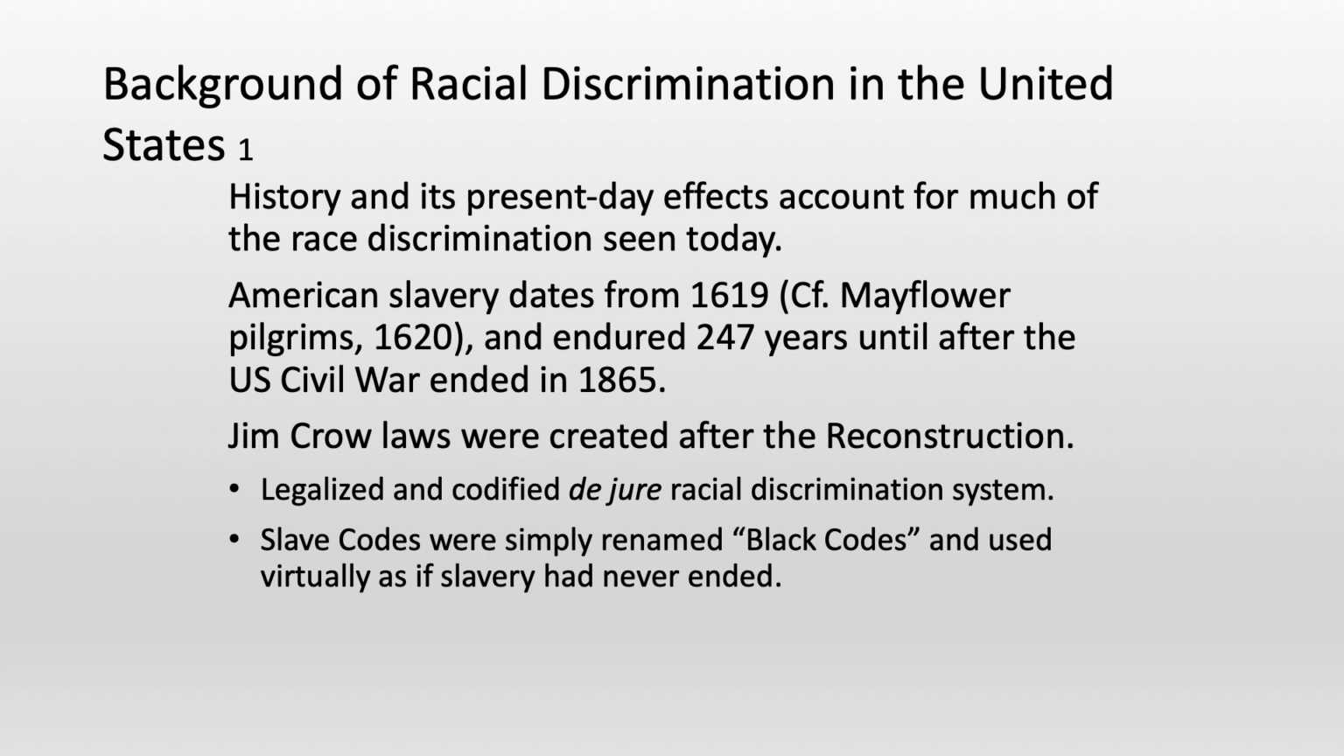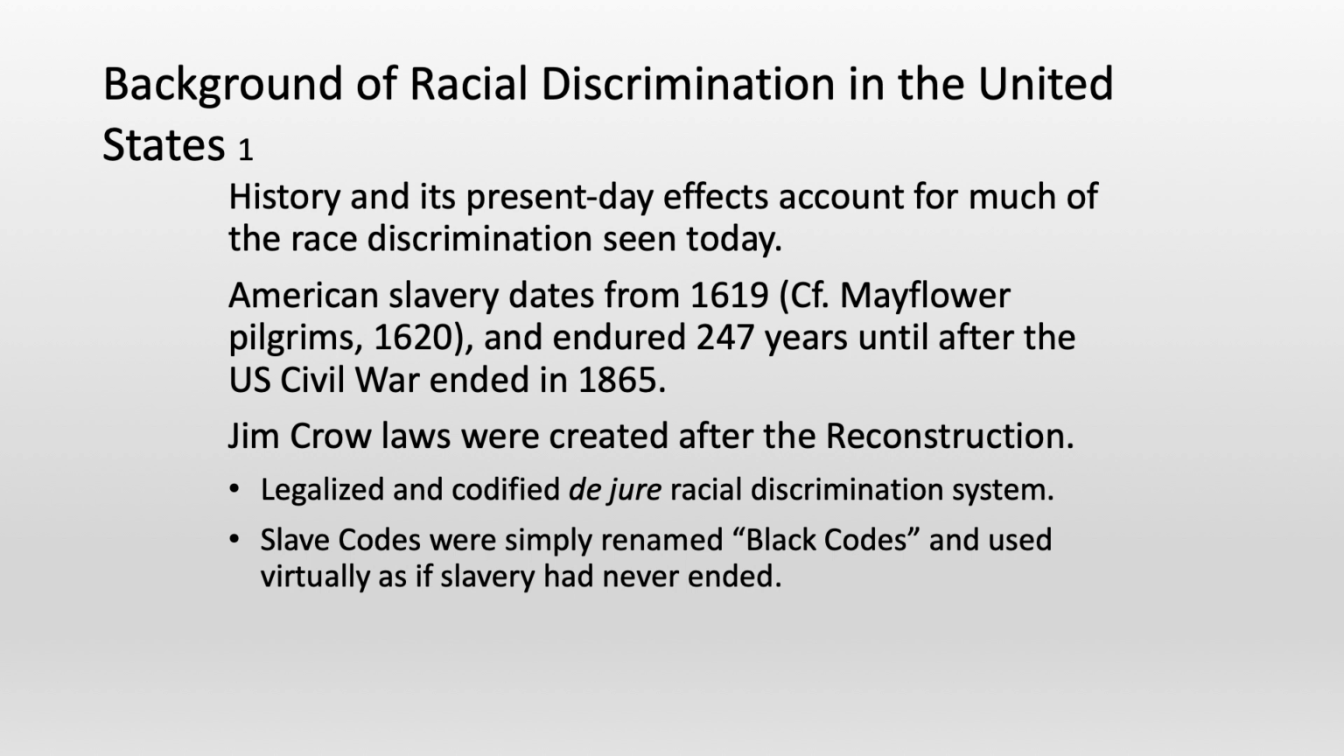After the Civil War, because they lost the war, they instituted Jim Crow laws, which were created after the Reconstruction, and it was to have legalized and codified racial discrimination. White restaurants, black restaurants, white water fountains, black water fountains, white seats on the bus, black seats on the bus, back and forth. So we legalized and said it is okay to treat people differently because of their race.